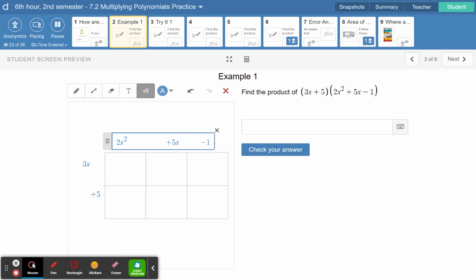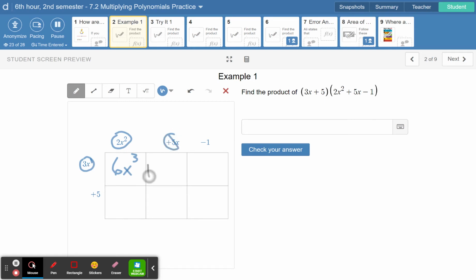And then how you get the area of a rectangle is multiplying the width and the length. So we have to do that to every single term. So 3 times 2 is 6. X to the first times x squared is x to the third. Now 3x times 5x gives you 15x squared because we add the exponents. 3x times negative 1 gives you that negative 3, and then drop down the x. Now that's our first row.